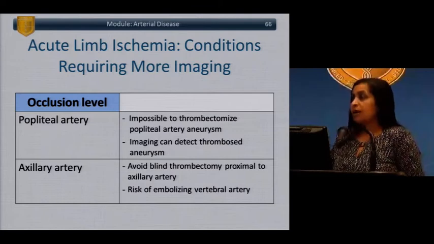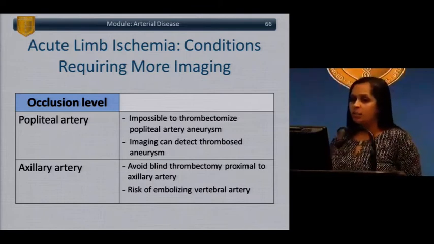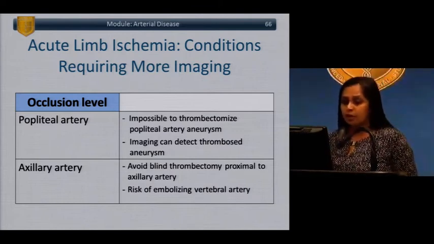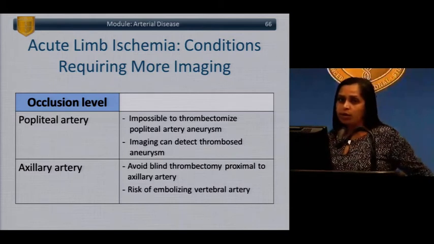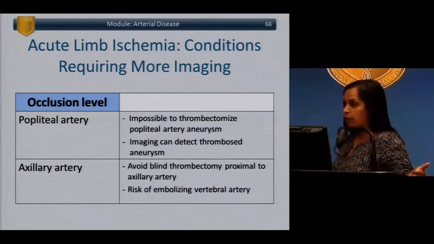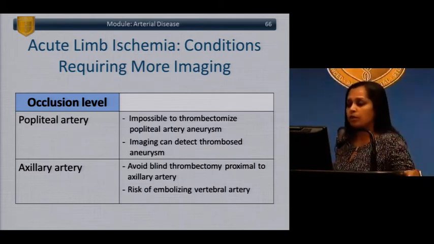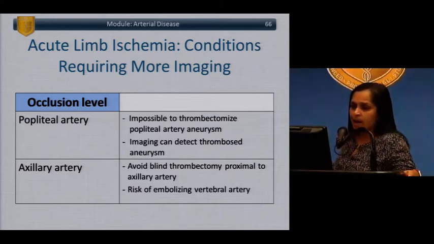So in terms of your diagnosis, as we discussed with the physical exam, your pulse exam should give you your location of occlusion and your diagnosis in most situations, along with a history of something like atrial fibrillation or a patient who is in atrial fibrillation at the time that you examine them.